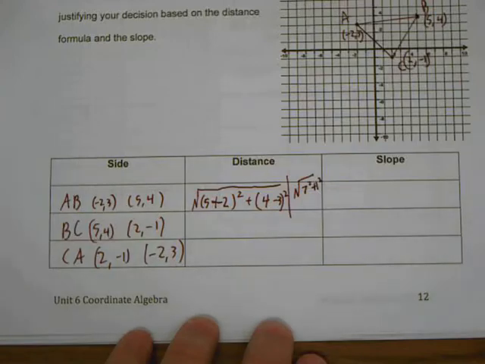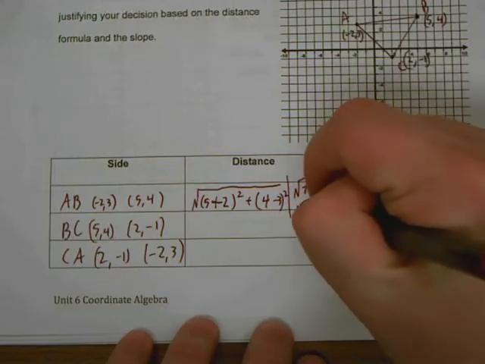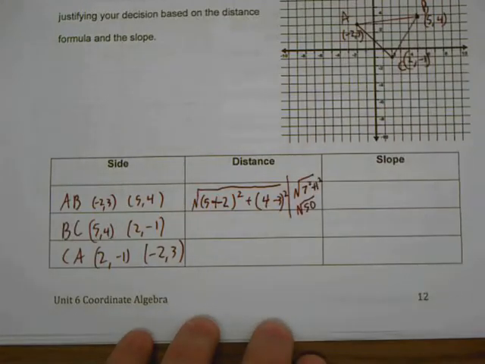7 squared is going to be 49, and 1 squared is going to be 1. Add those together, we're going to get 50, so I'm going to have the square root of 50. Now, I'm just going to leave it as the square root of 50, because as I simplify the other ones, I'm going to find that I can still compare them even without getting a decimal.